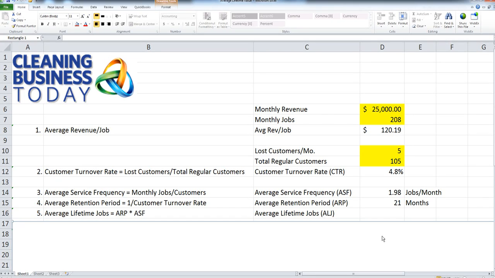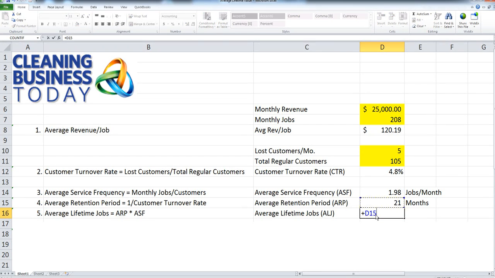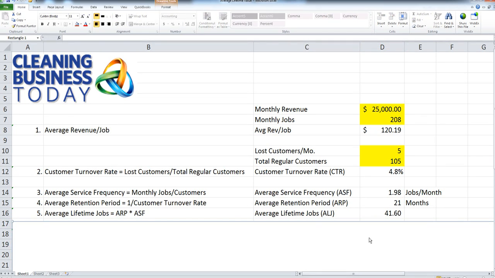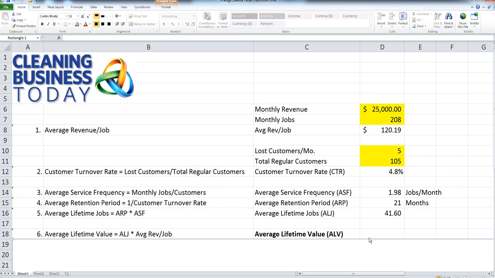The next number you need is the average lifetime jobs, which is your average retention period times the number of jobs you do on the month in the average, which is 41.6. Now, your average lifetime value is the number of jobs on the average, which is 41, times the revenue per job, which is $120.19, about $5,000. So in this illustration, if you're able to track monthly revenue, monthly jobs, total customers lost on a monthly basis, and total regular customers, you're able to calculate your average lifetime value of a customer.